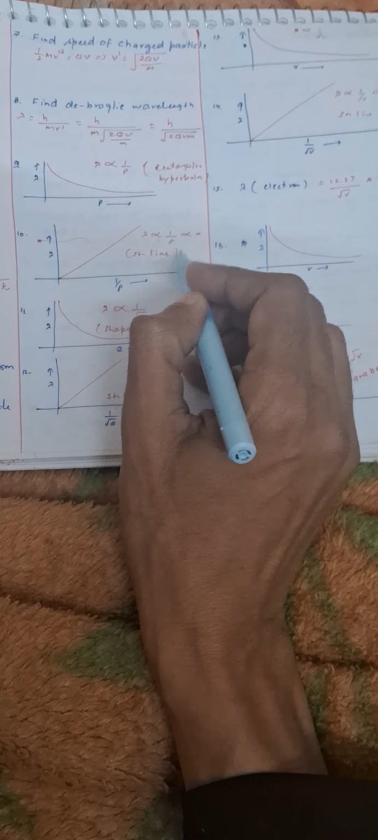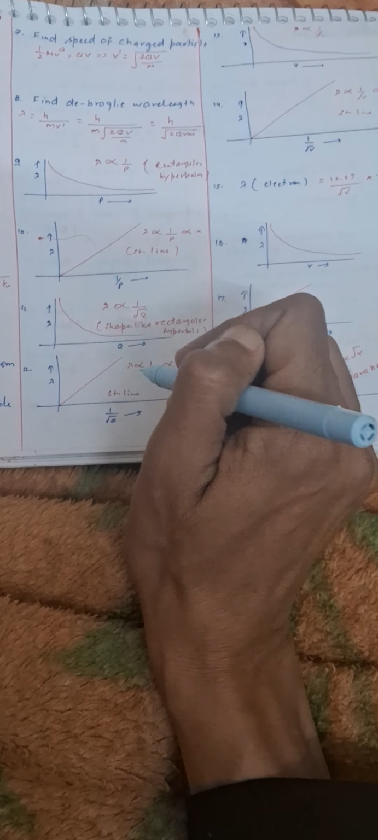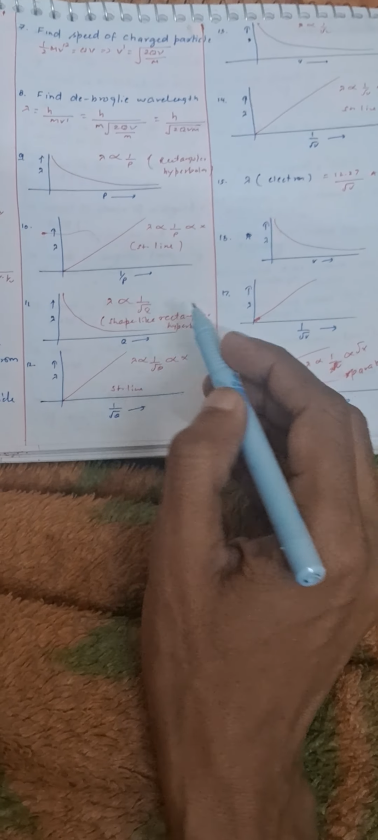Next is find de Broglie wavelength. So de Broglie wavelength is h by m v dash, and after solving we get h by root 2 q v into m. Next is the lambda versus p graph. So lambda is proportional to 1 by p, so the graph will be a rectangular hyperbola. Another question is the lambda versus 1 by p graph. So we can say that lambda is proportional to 1 by p. We take 1 by p as x, so lambda is proportional to x. So the graph will be a straight line.